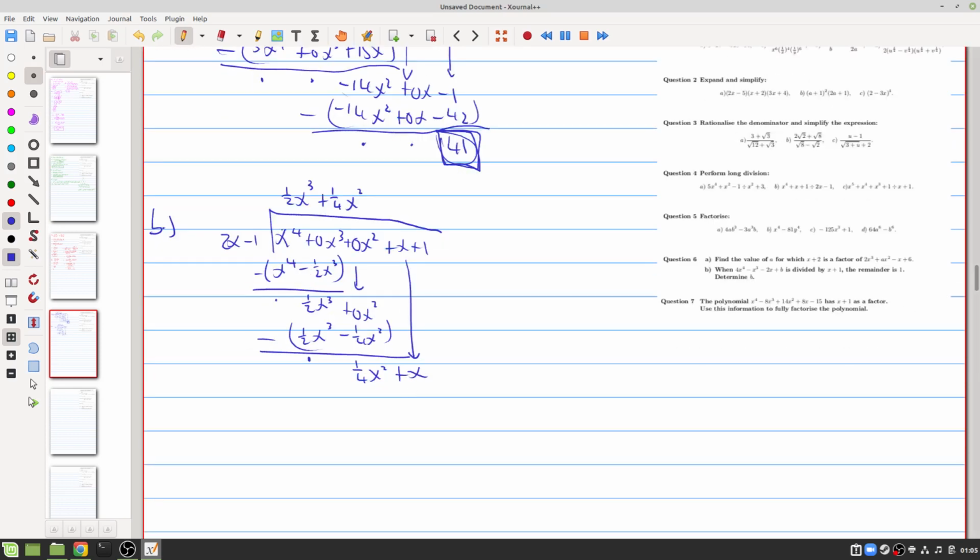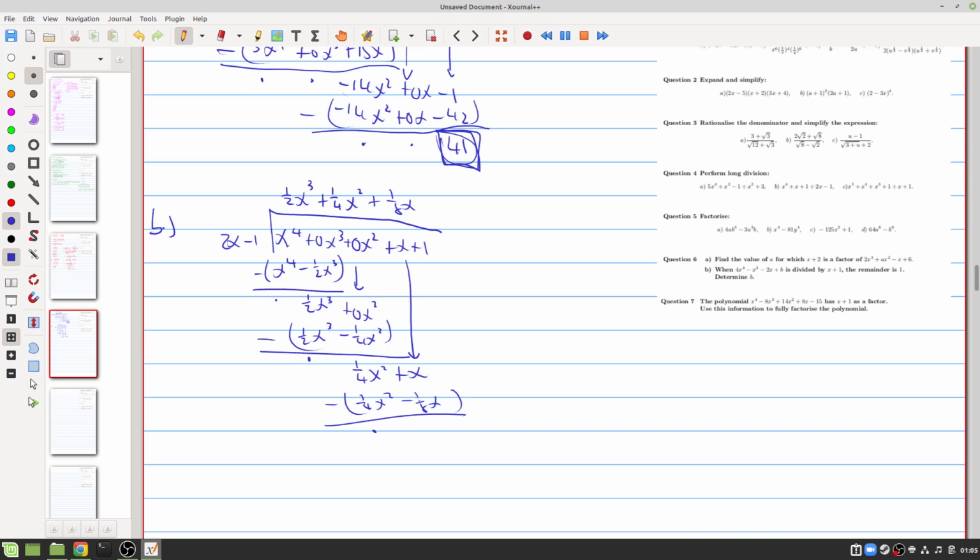Okay, a quarter x squared divided by 2 is going to be 1 over 8x. And then multiply the 1 over 8x back with the whole divisor in front. So 1 over 8 divided by 2 is going to be a quarter x squared. And then 1 over 8x times negative 1 is minus 1 over 8x. Again, we want to subtract that. So this minus this is nothing.